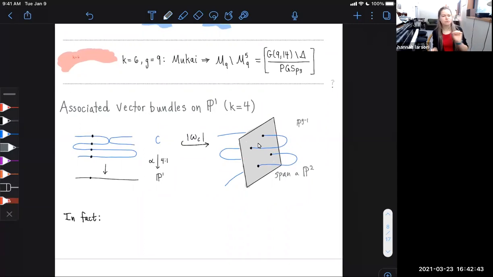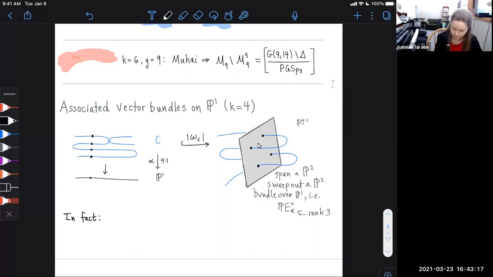And as we move our point across P1, these 2 planes will sweep out a P2 bundle over P1. So that's the projectivization of some rank 3 vector bundle. And I can actually tell you what this rank 3 vector bundle is.